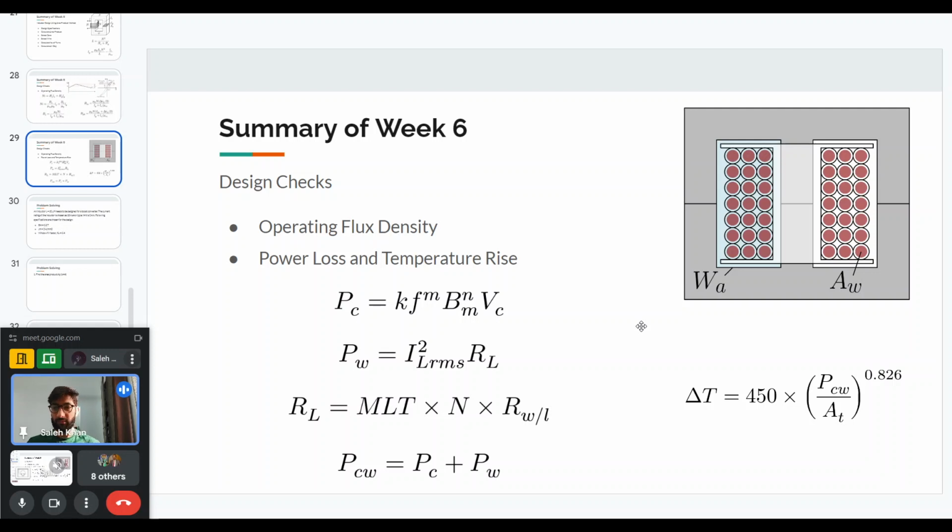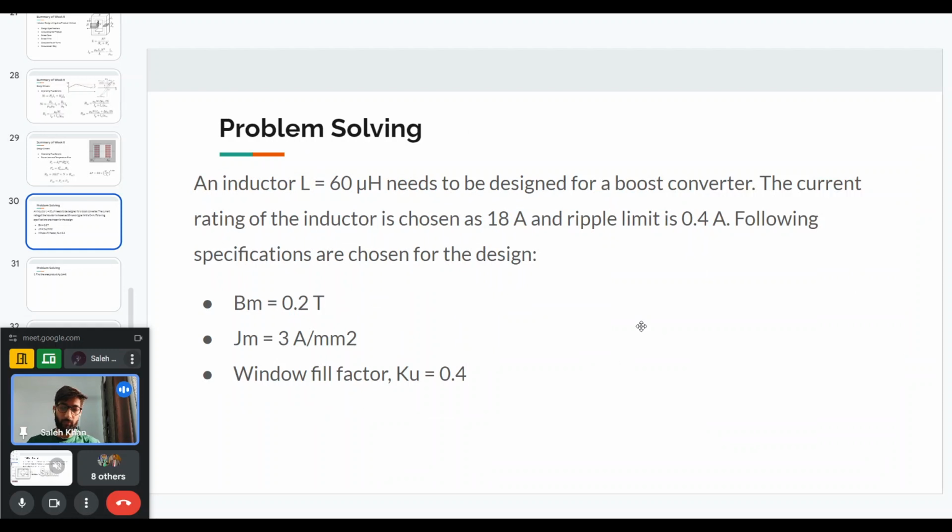So now we can begin some problem solving where we have to actually select a core and see how all this actually works. And so we have to design an inductor for a boost converter. The value of the inductance is given as 60 micro, and the current rating is also given. So we have an average current of 18 amperes. The ripple is given as 0.4 amperes.